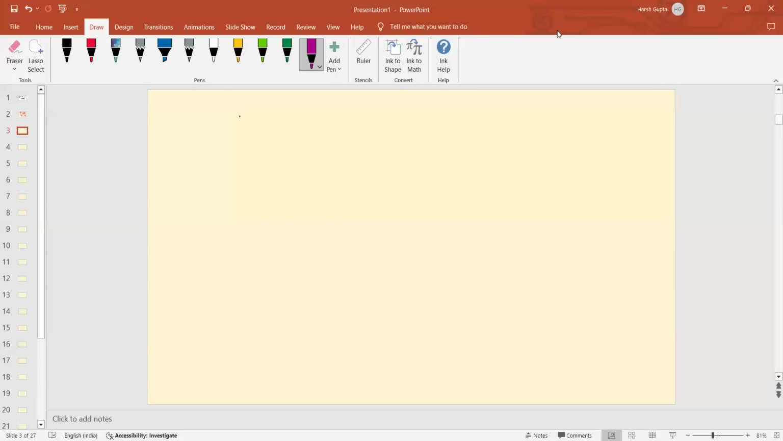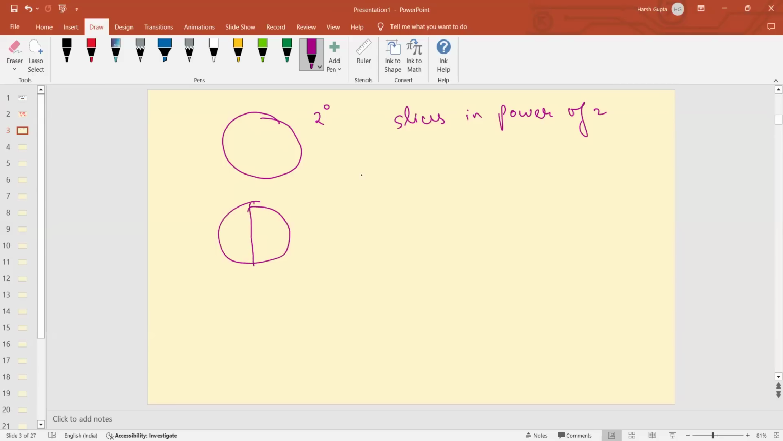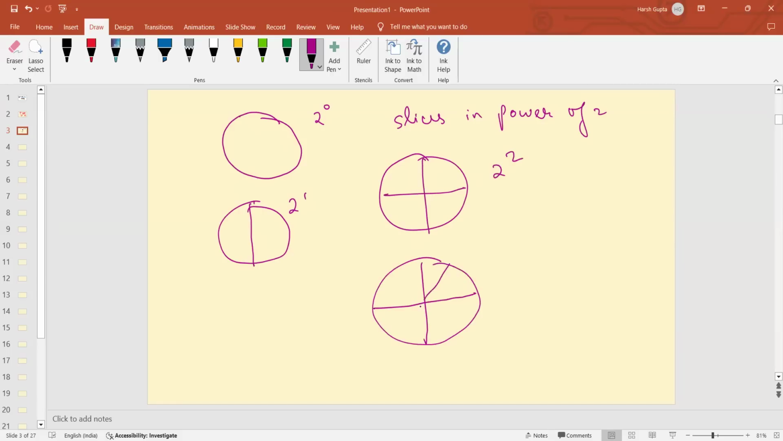So let's see how we can do this. A quick observation: if we have slices in power of 2, if we have 2 power 0, that is only 1 slice. If we have 2 slices, that is 2 power 1. If we have 4 slices, that is 2 power 2. If we have 8 slices, that is 2 power 3 slices. For all of these, the answer will always be 0, isn't it? That is how I thought in the contest, that looking at all the slices of the power of 2, the answer to all of them will always be 0.